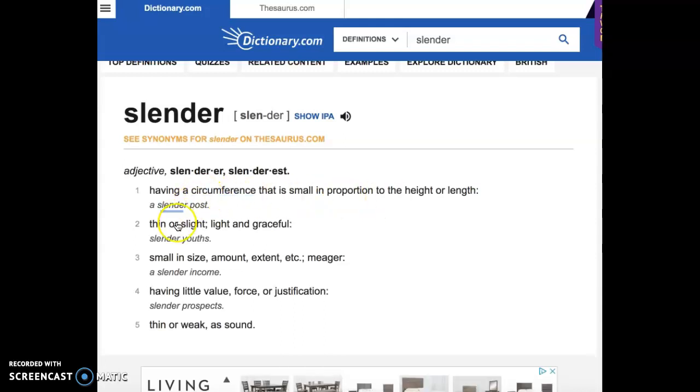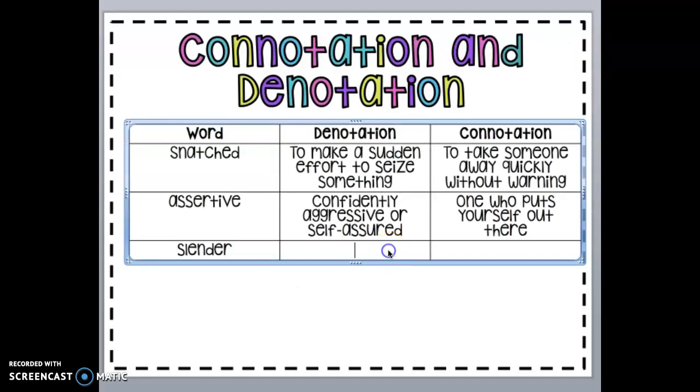And you can also look down. Here's some other definitions. I don't know that circumference has to do with a circle, so I don't know that I want to really use that one. Let's look at another one. Thin or slight, small in size, thin or weak. So let's go with small in size, because if someone's slender, that does mean that they're small in size. So let's head back to our chart, put the denotation in there. All right, so the denotation is small in size.